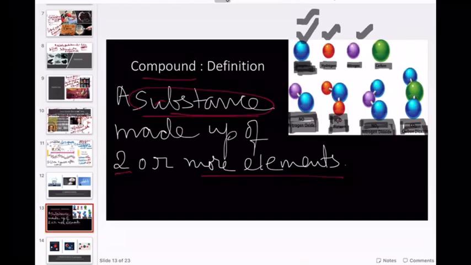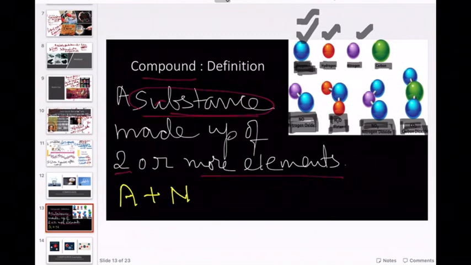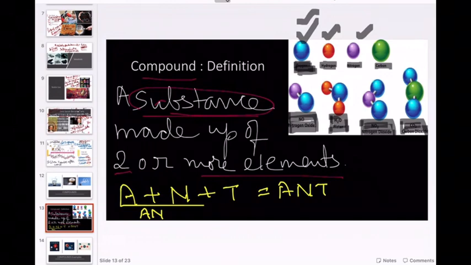Now, formation of compounds from elements is just exactly similar to the formation of words with one or two or more alphabets. Like we have got A as an alphabet, N as an alphabet. They combine to form the word AN. And if I add one more, T, they form the word ANT.